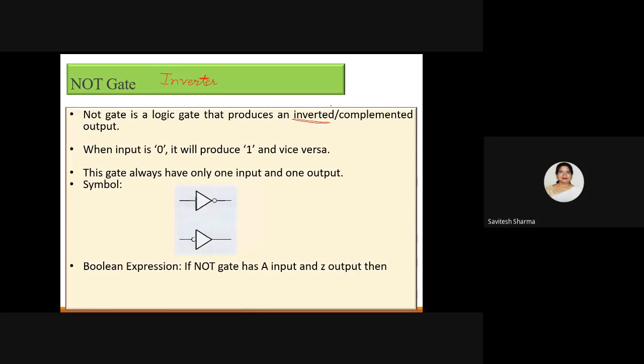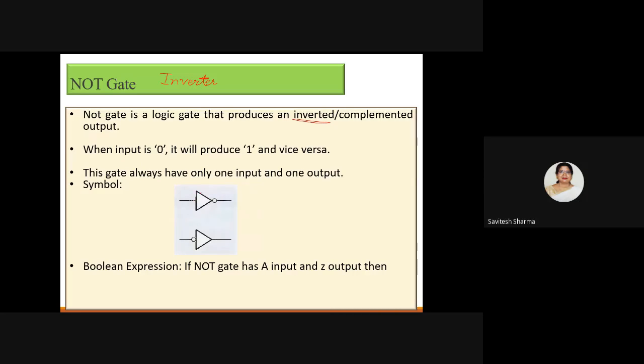What is the symbol? Various symbols are available in books, and I am showing you the possible ones. This is the symbol, not the actual circuitry. The actual circuitry is different. The basic component is actually a transistor, and if you connect a transistor with a resistor, you will get the NOT gate. But here I am not showing the circuit. I am representing the gate using a symbol.